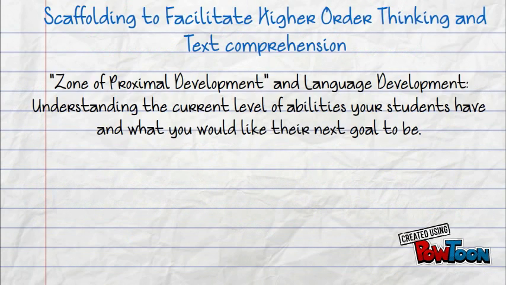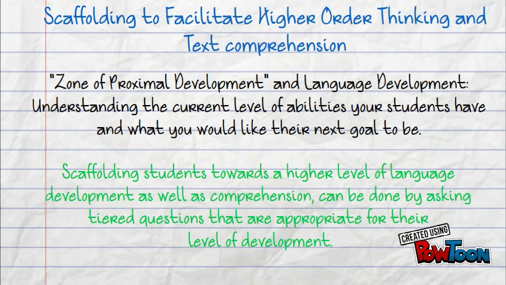Zone of proximal development and language development is understanding the current level of abilities your students have and what you would like their next goal to be. Scaffolding students towards a higher level of language development as well as comprehension can be done by asking tiered questions that are appropriate for their level of development.